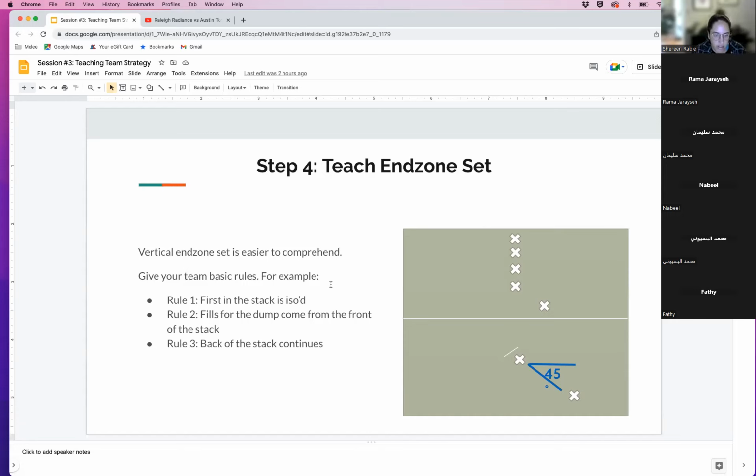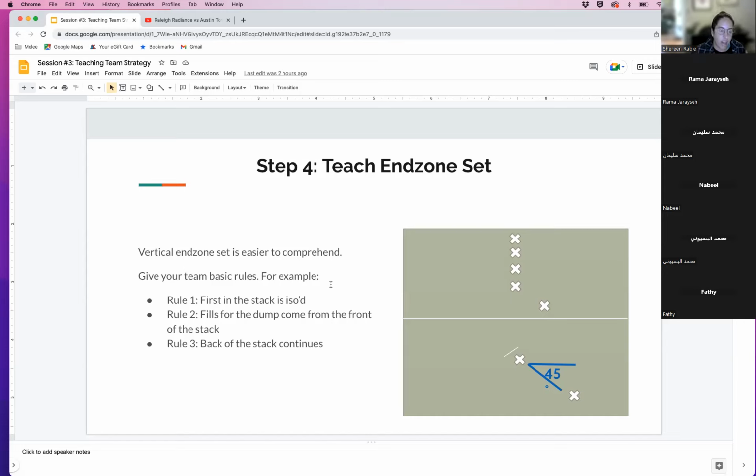The second rule I have is our fills in the dump space come from the front of the stack. So this one is easily digestible because we already have the concept in the horizontal stack of a fill coming from the field. So here, this one is easily translatable and it's easy to remember. Okay, if the dump leads, the front of the stack is going to fill the space. And then our final basic rule is the back of the stack. There are certain situations where you would have someone else in the stack continue. But the general rule is the back of the stack continues, and that's what I start with.